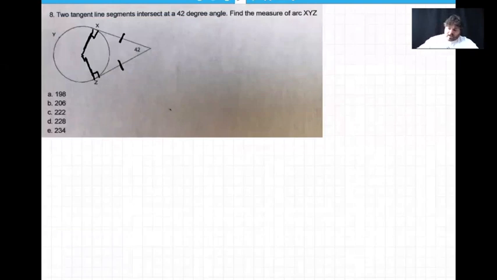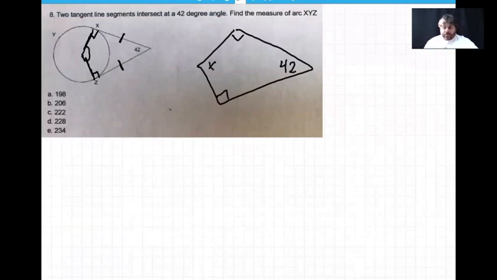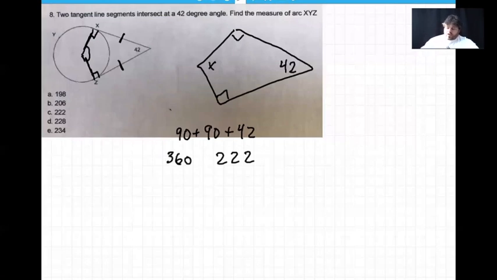So what I can do then is find this interior angle, because again, I've got this quadrilateral here with a 42-degree angle, a 90-degree angle, a 90. I can find that interior central angle. I just say that 90 plus 90 plus 42 adds to be 222. Okay, so if I do 360, which is the total interior angles of that quadrilateral, take away the 222, what do I get? I get 138 degrees.